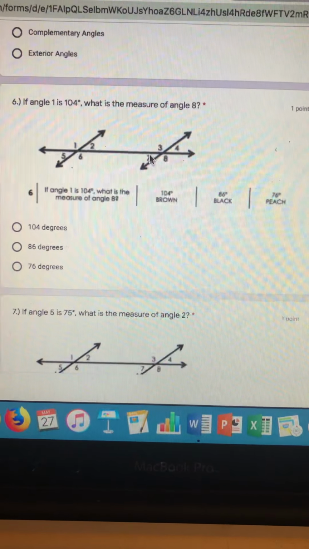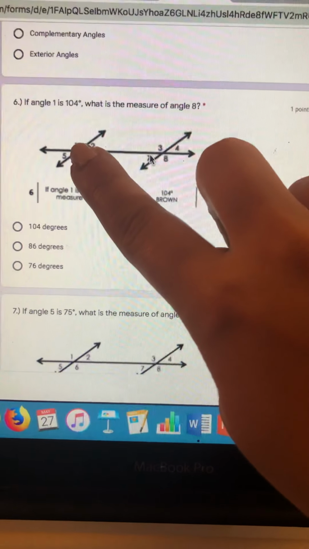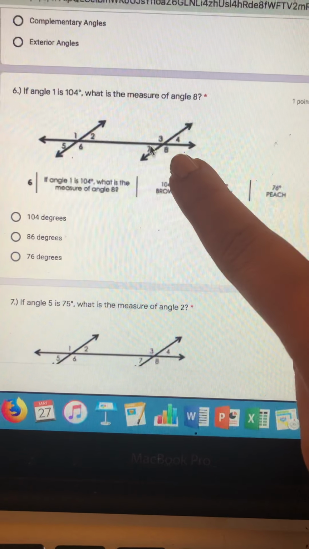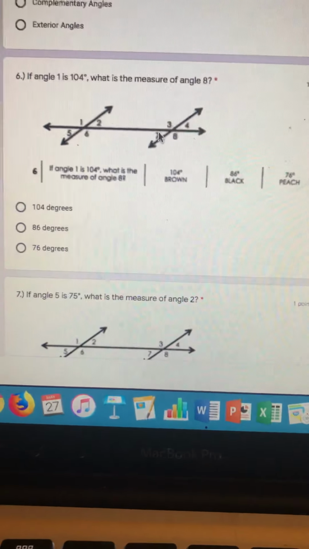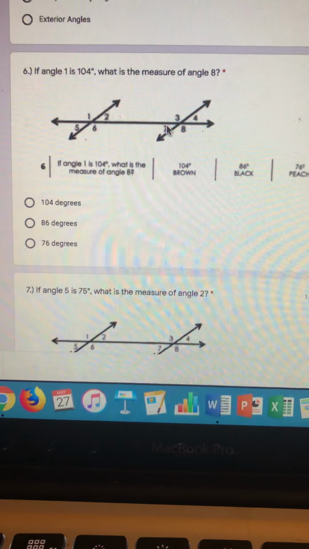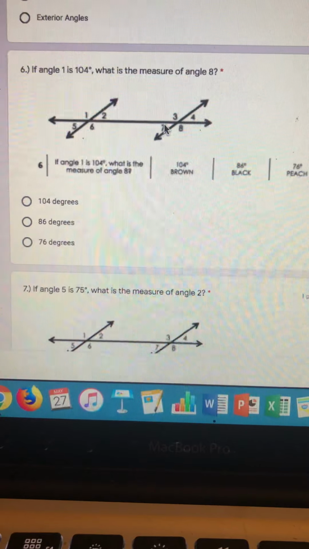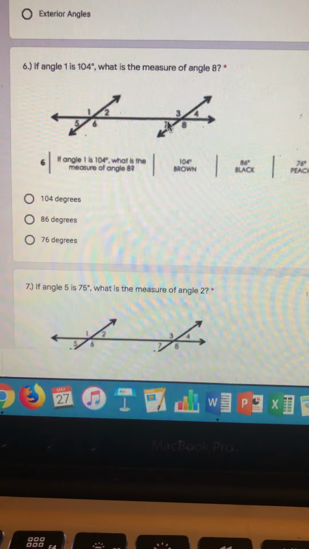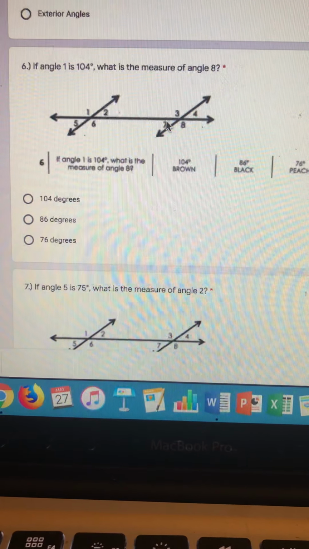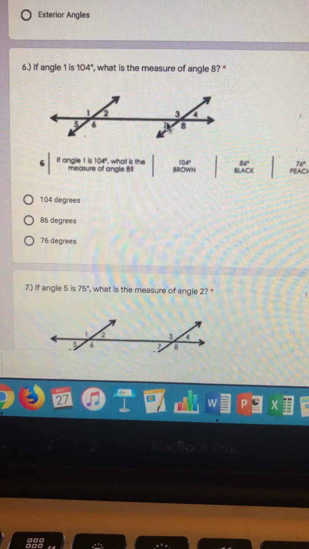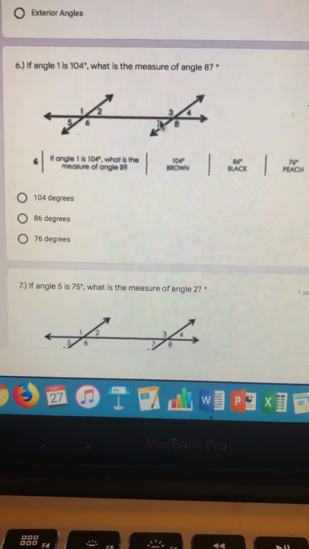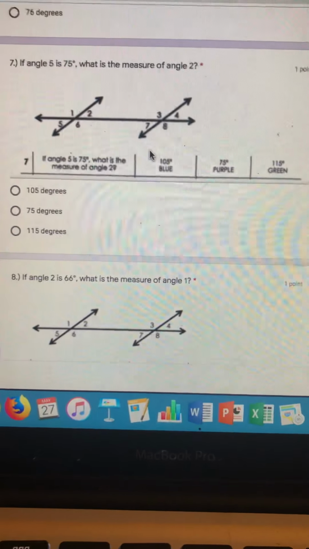Okay, 6, if angle 1 is 104, then what is the measure of angle 8? So now you have to use your relationship that you know about angles 1 and 8 and decide, well, would it be congruent or would it be supplementary? Because at this point, you all should know that in these diagrams, they're either going to be equal to each other or they're going to add to 180 degrees. Most of the time, if you notice that they're both obtuse or they're both acute, that means they're equal. And then if there's one obtuse and one acute, then that means they add to 180. Just a hint.